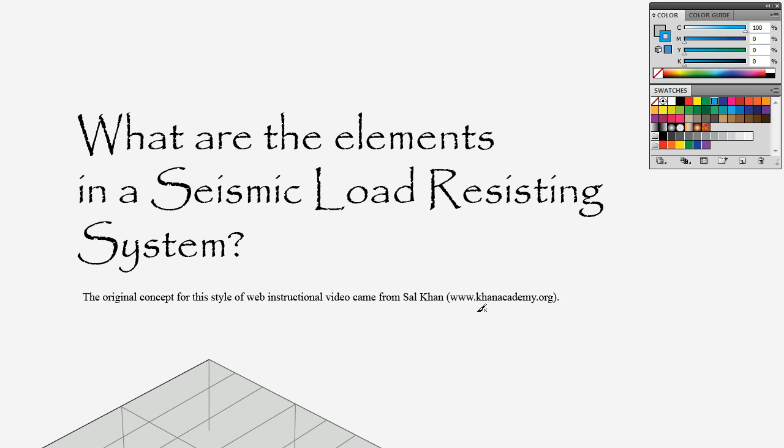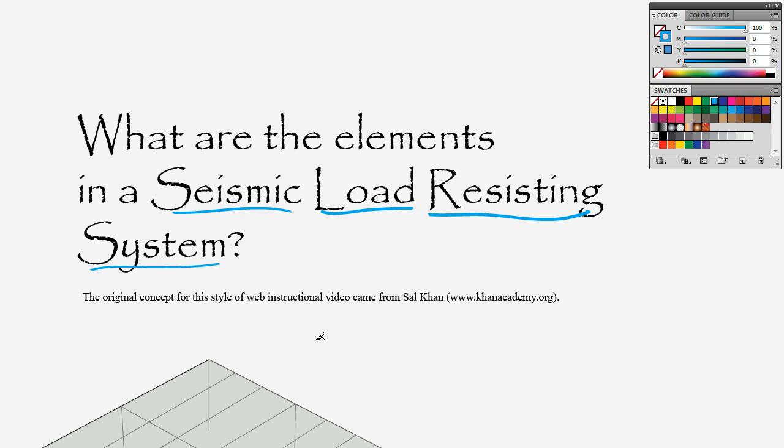So in the last video we were talking about how in a lot of areas of the United States we're susceptible to strong ground accelerations from earthquakes. And in this video I want to talk about elements of what we call our seismic load resisting system. If we're in an area where we have earthquakes, we need to design our buildings so they can handle it.